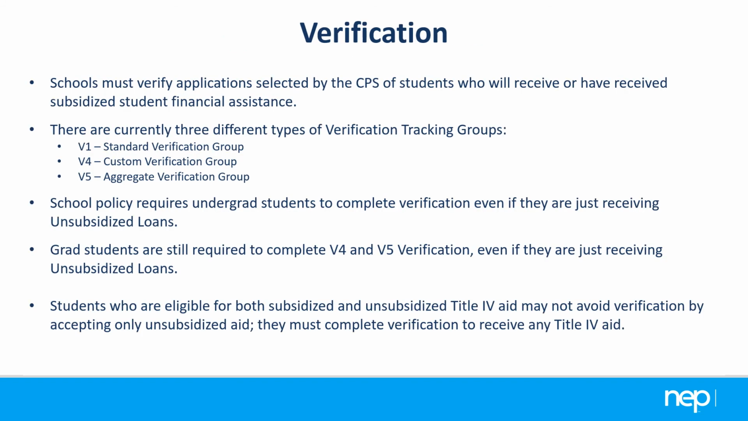Schools must verify applications selected by CPS of students who will receive or have received subsidized student financial assistance. There are currently 3 different types of verification tracking groups, as listed on this slide. School policy requires undergrad students to complete verification even if they are just receiving unsub loans. Grad students are still required to complete V4 and V5 even if they are just receiving unsub loans. Students who are eligible for both sub and unsub Title IV aid may not avoid verification by accepting only unsub aid. They must complete verification to receive any Title IV aid.